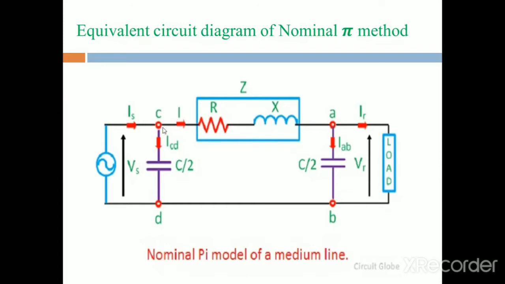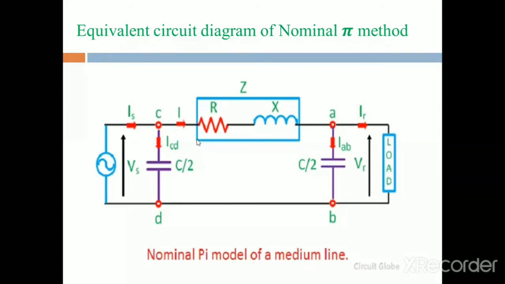Okay, by seeing this diagram, the shape of the impedance and the capacitances is like a pi shape. Then it is called the nominal pi method, or the split condenser method.